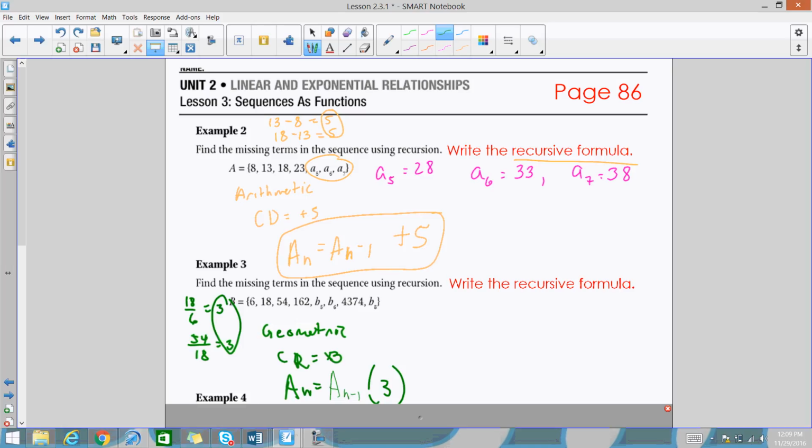There you go. Awesome. All right, now, to find your next terms, all you do is multiply by 3. So to find your fifth term, a sub 5, you take your fourth term, so 162, and multiply by 3.